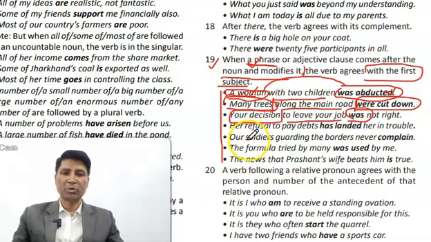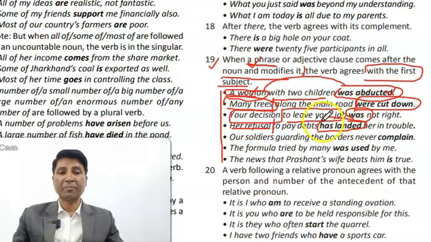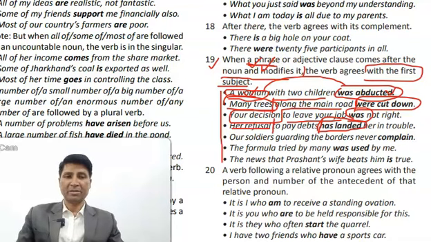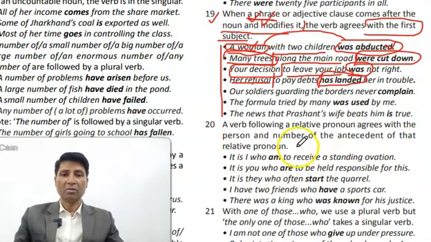Moving on to the next rule. Her refusal to pay debts has landed her in trouble. So your verb, as you can see, is in the singular because its subject is singular, this subject. So if I ask you what is this part coming between the subject and the verb, you will have to say it is an adjective phrase. Moving on to these examples.